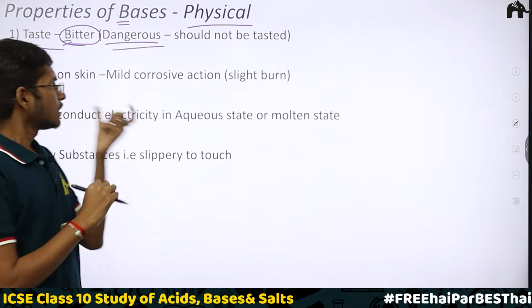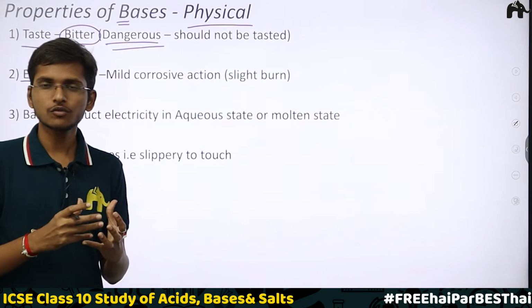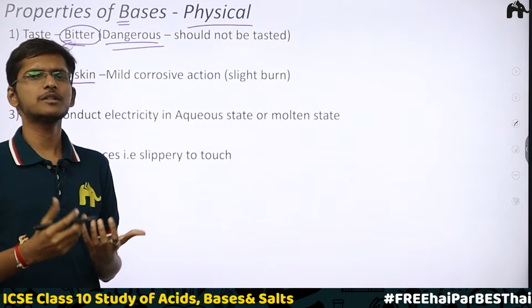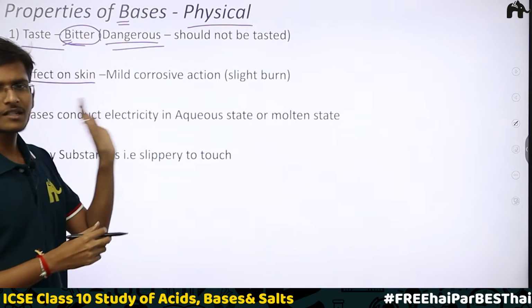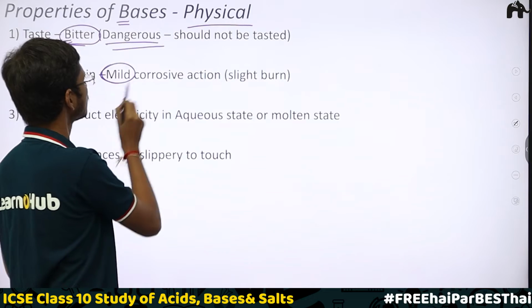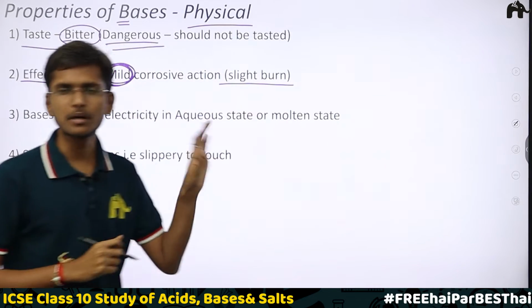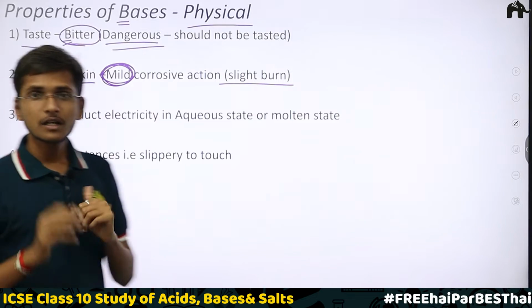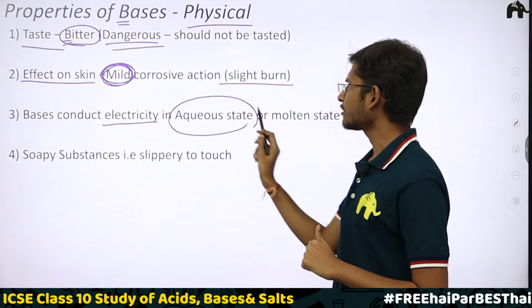Now next is the effect on skin. Just like acids, bases have corrosive action. With acids we may experience very painful burns and blisters, but bases also have corrosive action, though the corrosive action is mild. So we may experience slight burns. Next, bases also conduct electricity like acids, and they conduct electricity in their aqueous state as well as in their molten state.